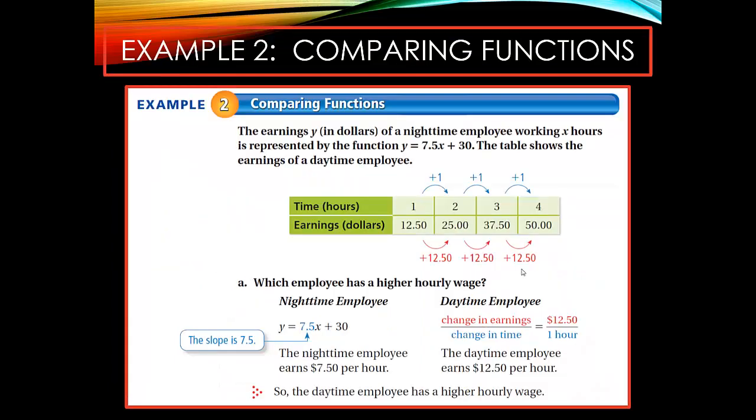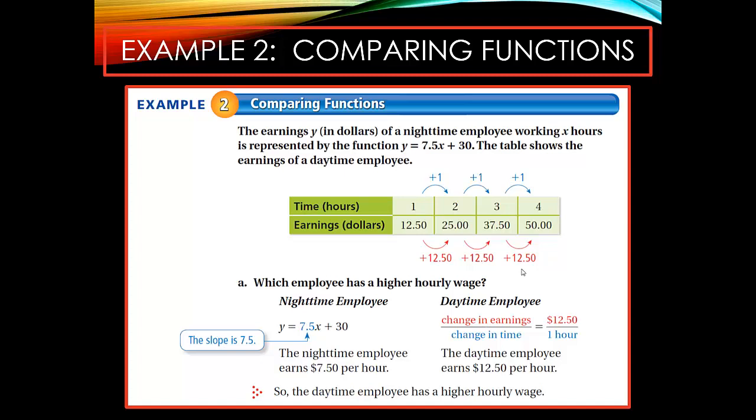For our second example, we're comparing functions. The earnings y in dollars of a nighttime employee working x hours is represented by the function y equals 7 5/10 x plus 30. The table shows the earnings of a daytime employee.